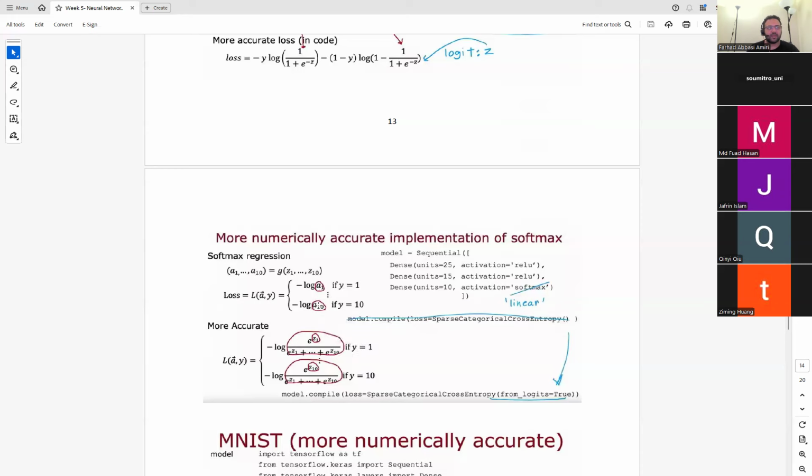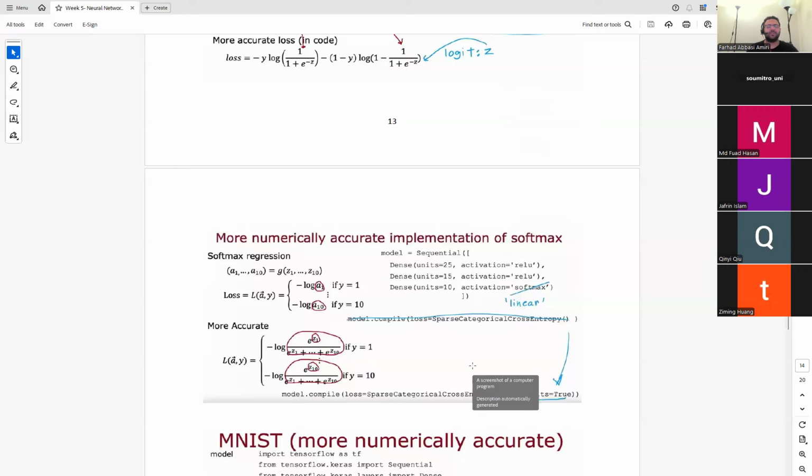But a1 and a10 are calculated in the previous step. But we don't want to do that. We want to put a1 directly here in this equation, like this. And instead of a10, we put the a10 equation directly inside the loss function and let the computer do these operations by itself.